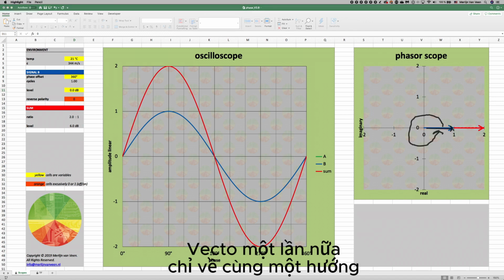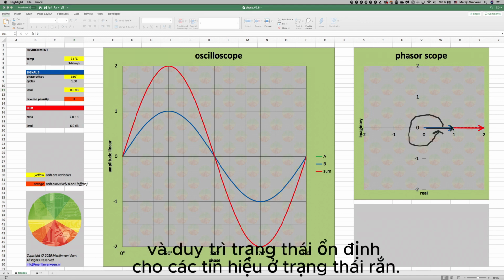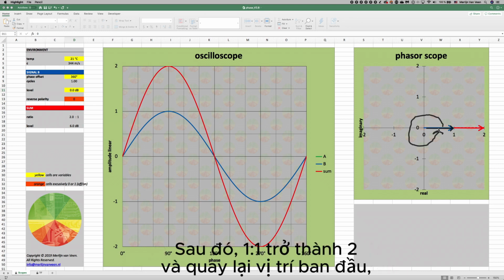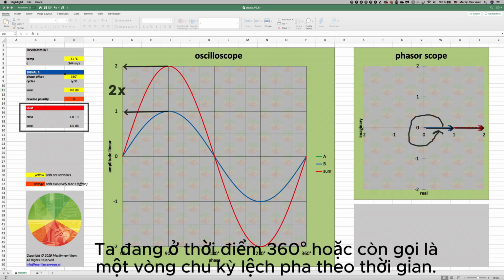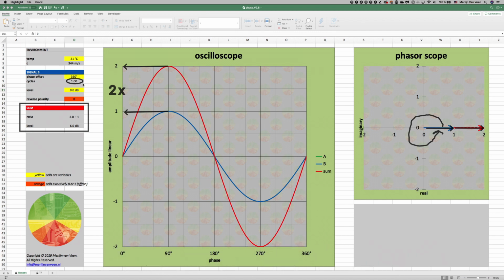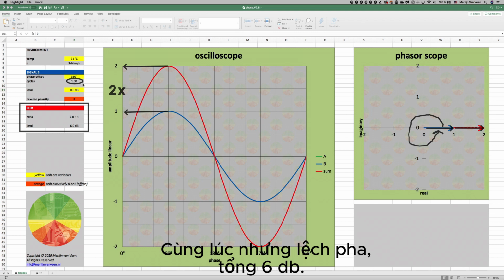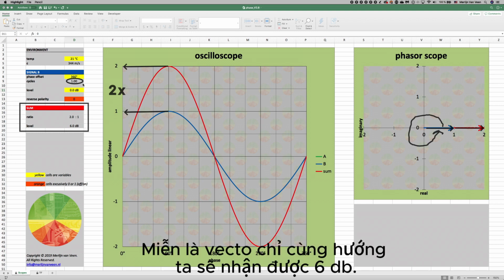It's once more pointing in the same direction, and for steady state, for solid state signals, if these two are pointing in the same direction, then 1 and 1 becomes 2, and we're back at our starting position where we have twice the amount of amplitude as either A or B alone, and twice the amplitude is a 6 dB increase. You are in time, 360 degrees or 1 cycle out of phase. In time but out of phase, 6 decibels of summation. As long as you're pointing in the same direction, you are going to get 6 decibels.